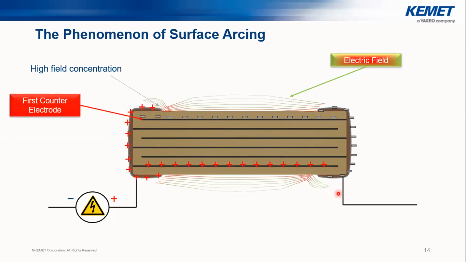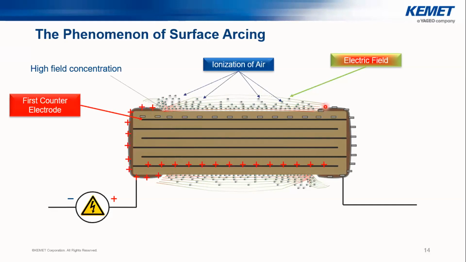When we have the opposing electrodes and the electric field, and their first layers, as you can see here, having the first counter electrode, with the opposing termination of the opposite charge, we have a higher intensity of the electric field between this termination and the first counter electrode. Because of that, this point can be our weakest point when it comes to surface arcing.